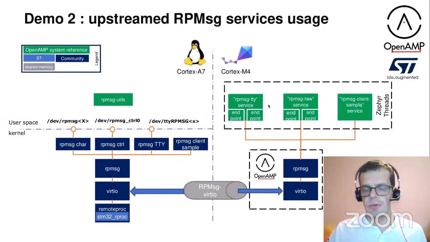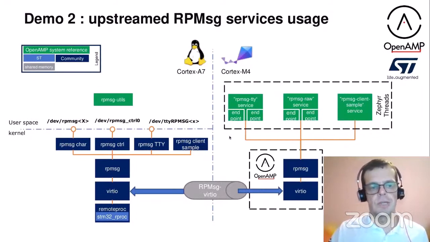On the Cortex-M4, we will run Zephyr with 3 threads. Each thread will answer one Linux rpmsg driver. The rpmsg TTY service will respond to the rpmsg TTY Linux driver. The rpmsg raw service will respond to the rpmsg char Linux driver. And the rpmsg client service will respond to the rpmsg client sample. All these services use the rpmsg protocol integrated in the OpenAMP library.